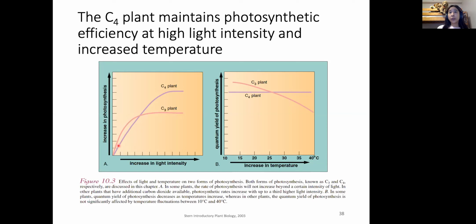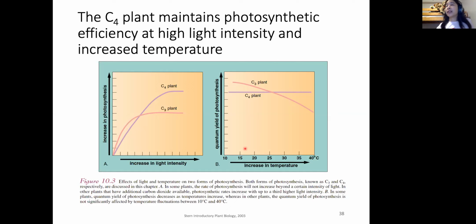At higher light intensity, C3 plants stop making more photosynthesis very early, but C4 plants can still make more photosynthesis until at some point they stop as well. This means C4 has more efficiency for this. But at lower light intensity, you can see that C3 is actually better.